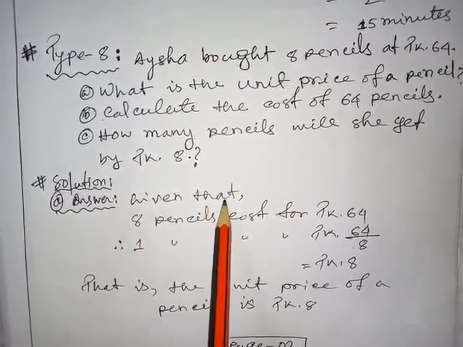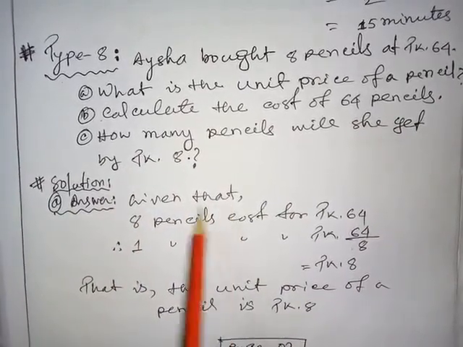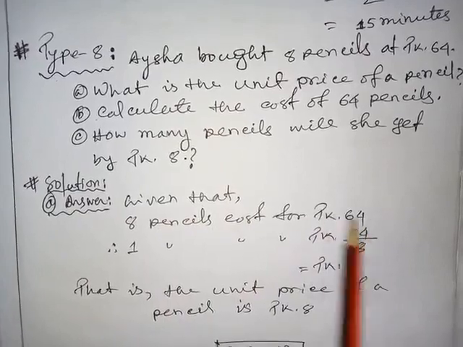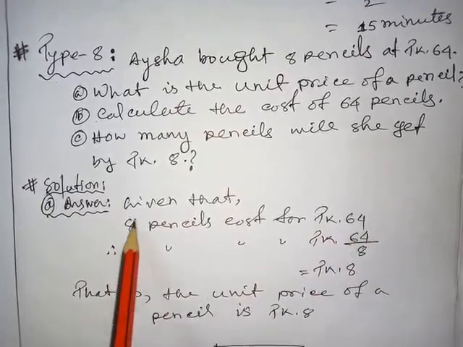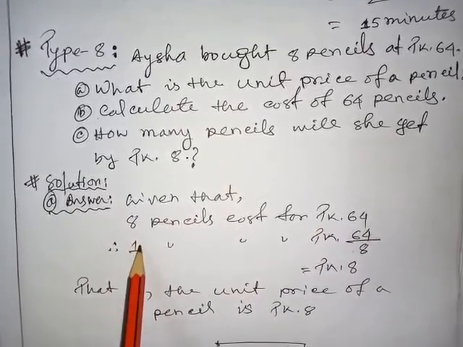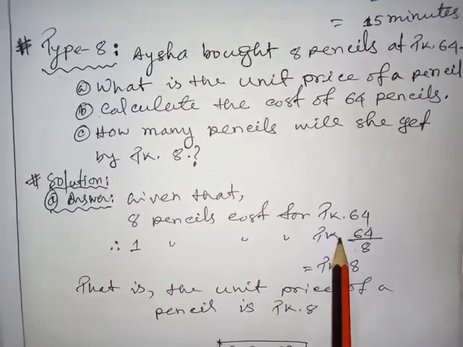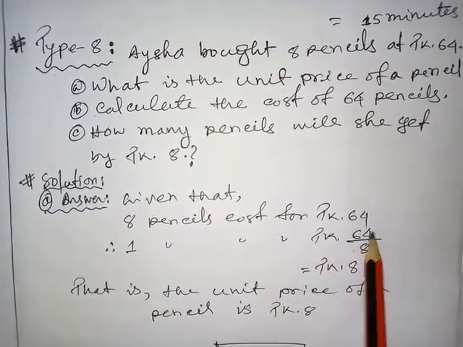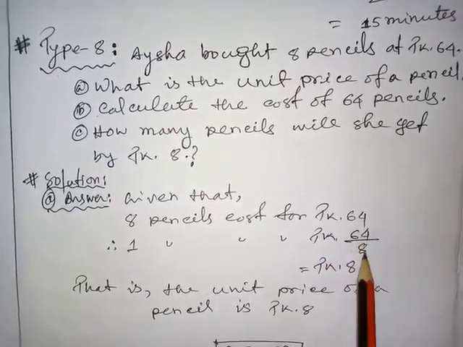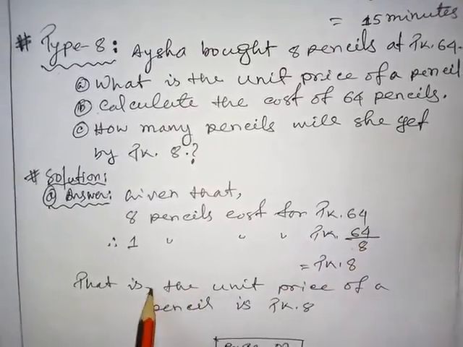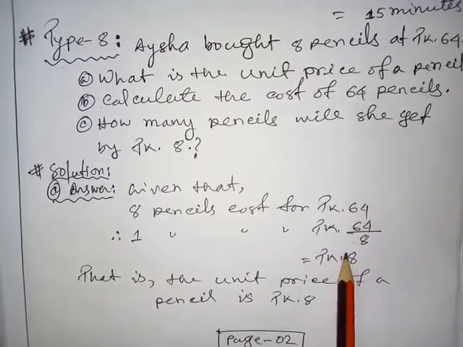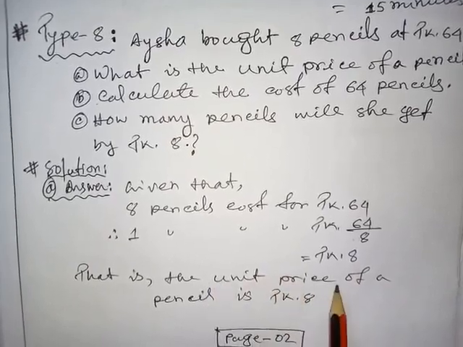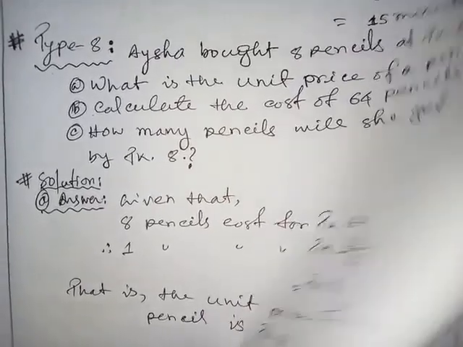Solution A, it is given from the question that 8 pencils cost Taka 64. So if I take 1 pencil against 8 pencils, then the number of pencils is decreasing, so the amount of cost will also decrease. So that's why we have to divide. So if we divide, we will get Taka 8. That means 1 pencil costs Taka 8. That means the unit price of a pencil is Taka 8.